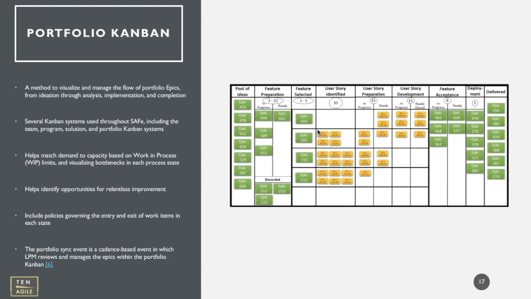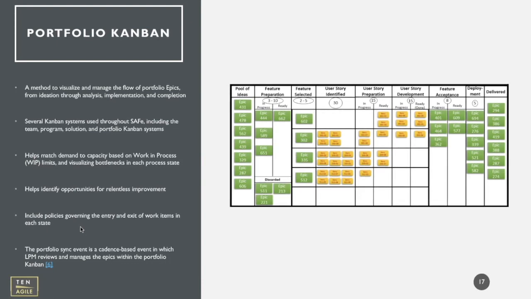These WIP limits help increase the throughput in the system, and they help in identifying the bottlenecks easily, so that we can go back, resolve these bottlenecks, and our flow is maintained. And again, they provide opportunities for relentless improvement.